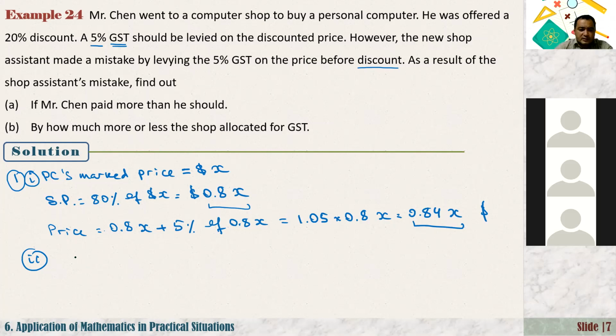So now, first, he added this GST. After that, he made a discount, right? So the price will be, what is it? The price will be 5%, right? So that is 0.8. That is 80%, right? Because he's making 20% discount. And after adding this 5%, that is X dollars plus 5% of X dollar, that is 0.05X, which is equal to X.